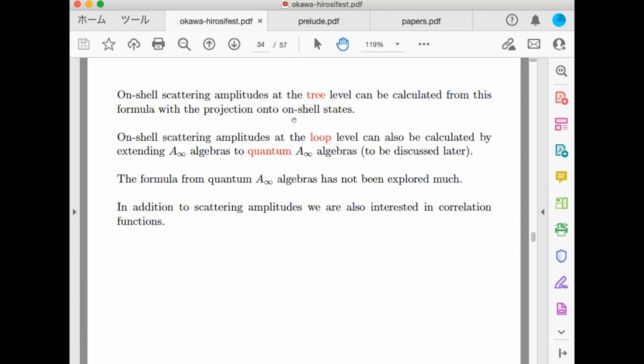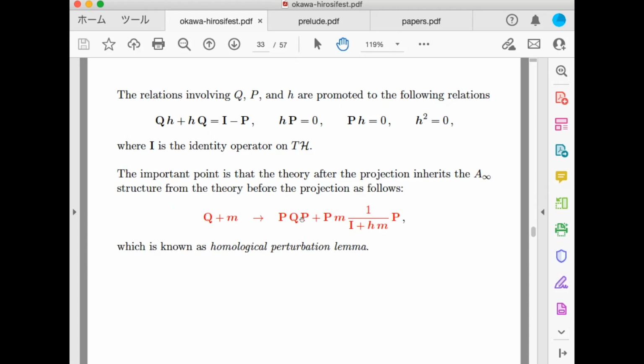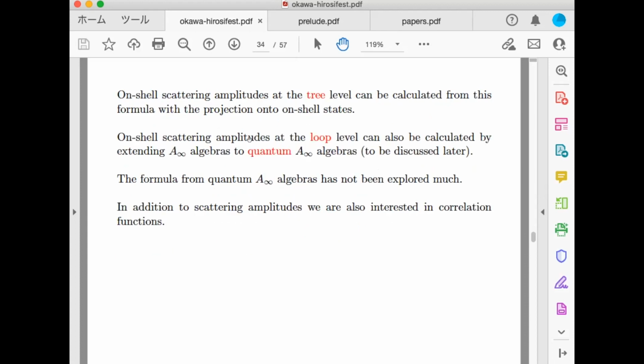Also, scattering amplitudes at tree level can be calculated from this formula if you use the projection to on-shell states. Furthermore, on-shell scattering amplitudes at loop level can also be calculated by extending the infinity algebra to quantum infinity algebra, which I will explain later. But the structure of quantum infinity algebra has not been explored much.